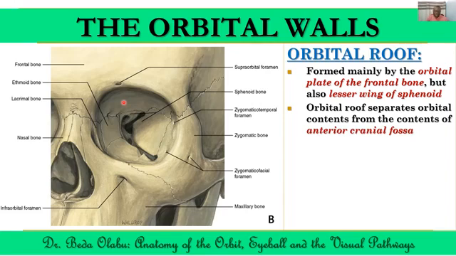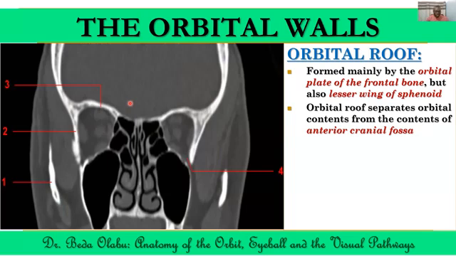Remember, the main one is the orbital plate of the frontal bone. Generally, the orbital roof separates the orbital contents from the contents of the anterior cranial fossa. This particular image captures for us that very well. So this is the orbit, this is the orbital roof, in particular the orbital plate of the frontal bone, and this is the anterior cranial fossa, which houses mainly the frontal lobe of the brain. And maybe around that point, we also have the olfactory pathways, but the ones directly above the orbits are the frontal lobes of the brain.